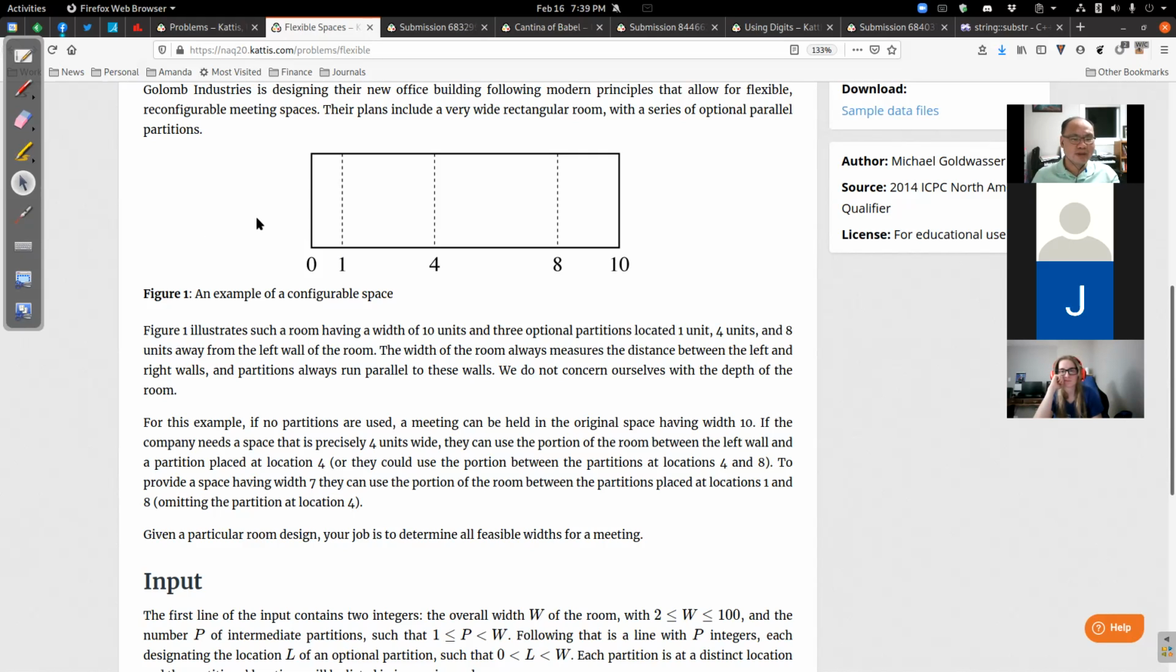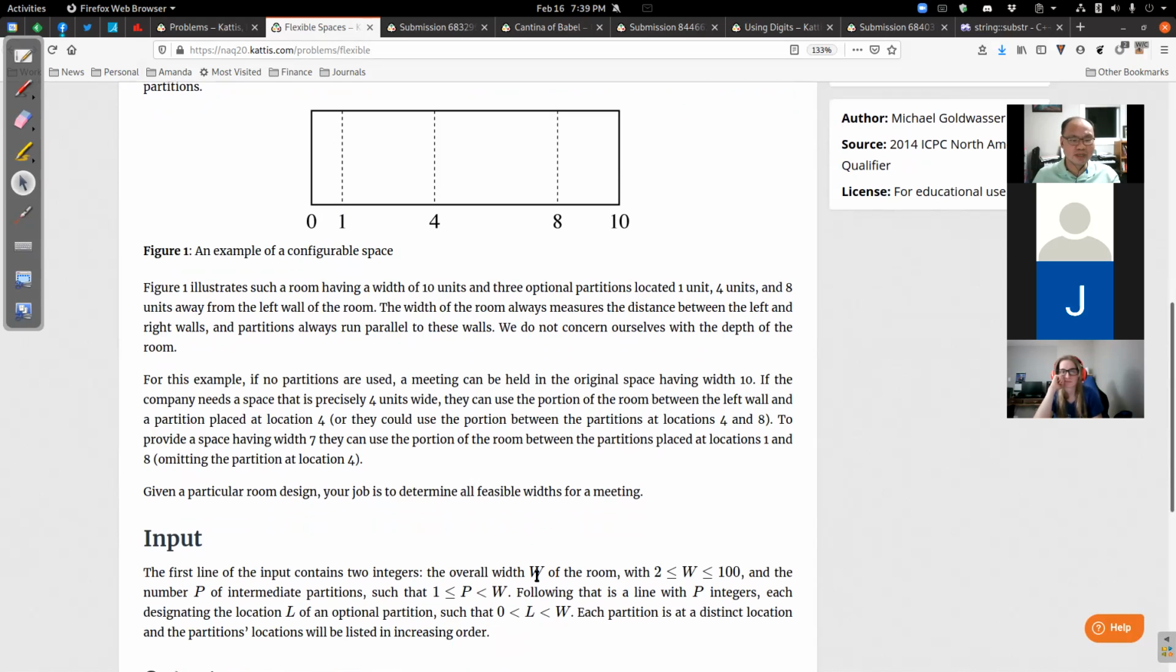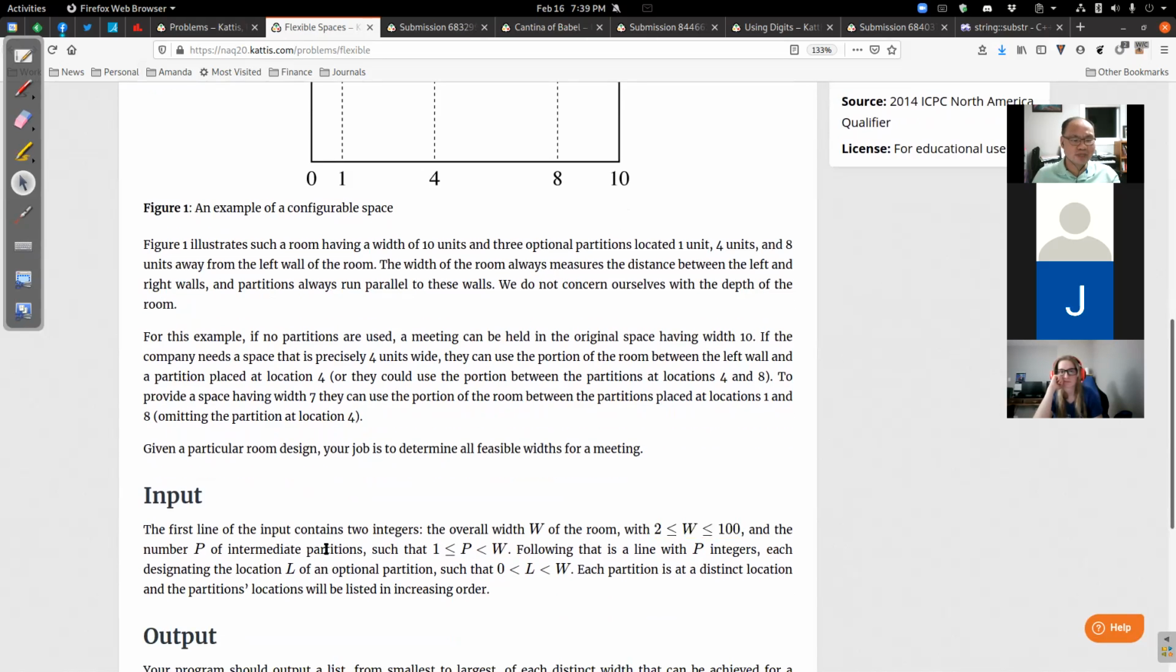Basically, each possible amount of space can be delimited by a left wall and a right wall. So you just have to try all the possible left walls and all the possible right walls. Then you have to ask how big this room is. This room is at most 100. And the number of intermediate partitions, the number of places you can put walls, is less than W, so it's at most 99. So it's not really that many.